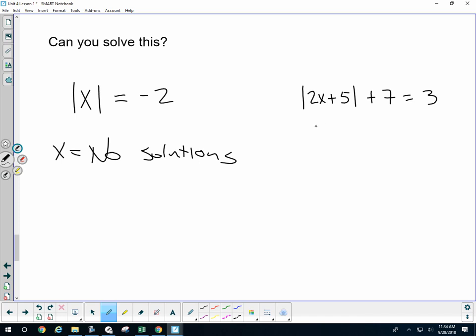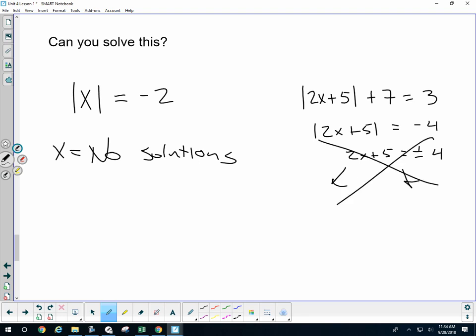If I tried to solve the next one, and this is where students get caught up, they subtract 7. They get 2x plus 5 equals negative 4. And then they're like, all right, 2x plus 5 equals plus or minus 4. And then they go and solve those two equations, but all of their work is pointless and unnecessary because an absolute value can never be a negative number. An absolute value is a positive distance from 0. Absolute values are always positive. So whenever I see an absolute value equal to a negative number, you can't have a solution.